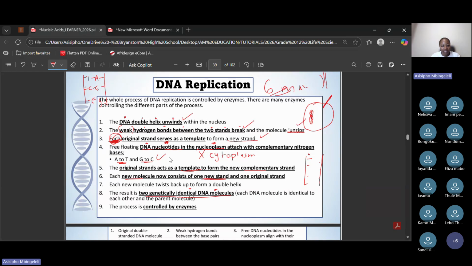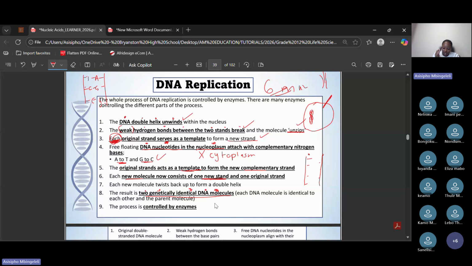Now, what happens at the end? Since you are now having two molecules, each molecule will twist back and form a double helix. Now, this will result in two genetically identical. Oh, you have to highlight this. Two genetically identical DNA molecules. Those words need to be there. Two genetically, if you just say two identical, no mark. Two genetically identical DNA molecules.